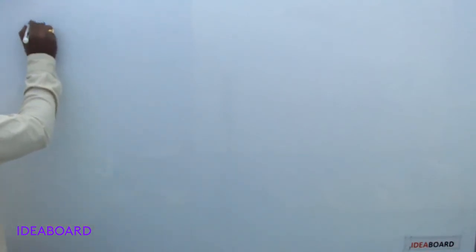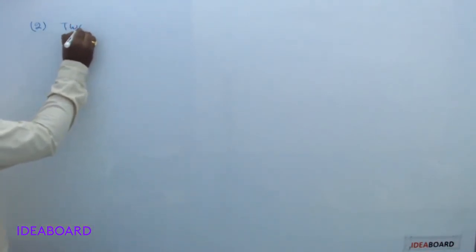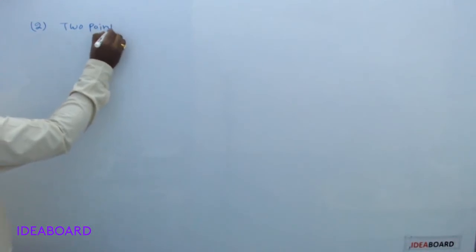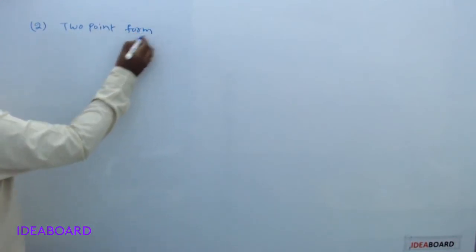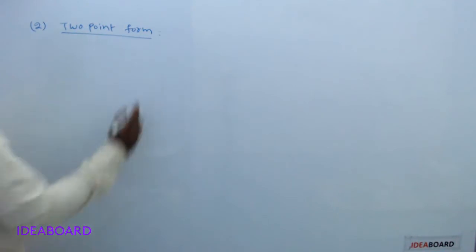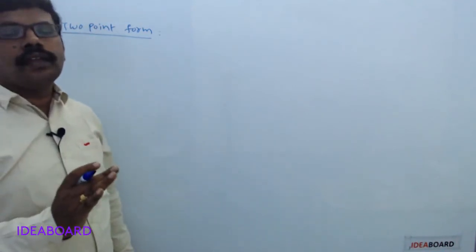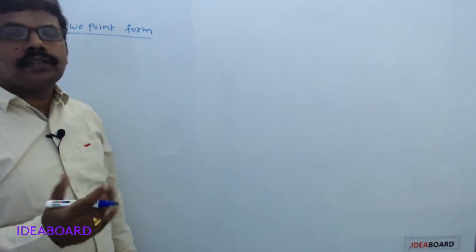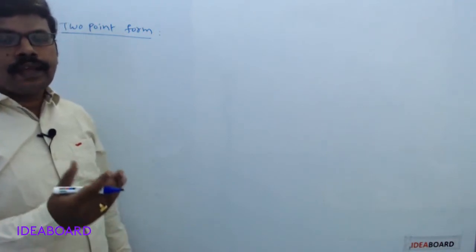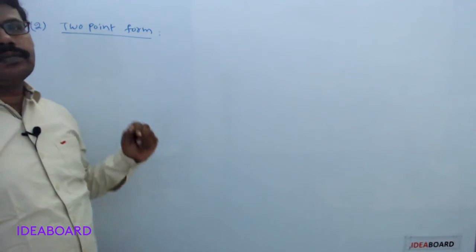Now come to the next form, two-point form. Second form, two-point form. What is two-point form? When two points are given, how to find the equation of the line passing through those two points? Now come to the statement of this two-point form.